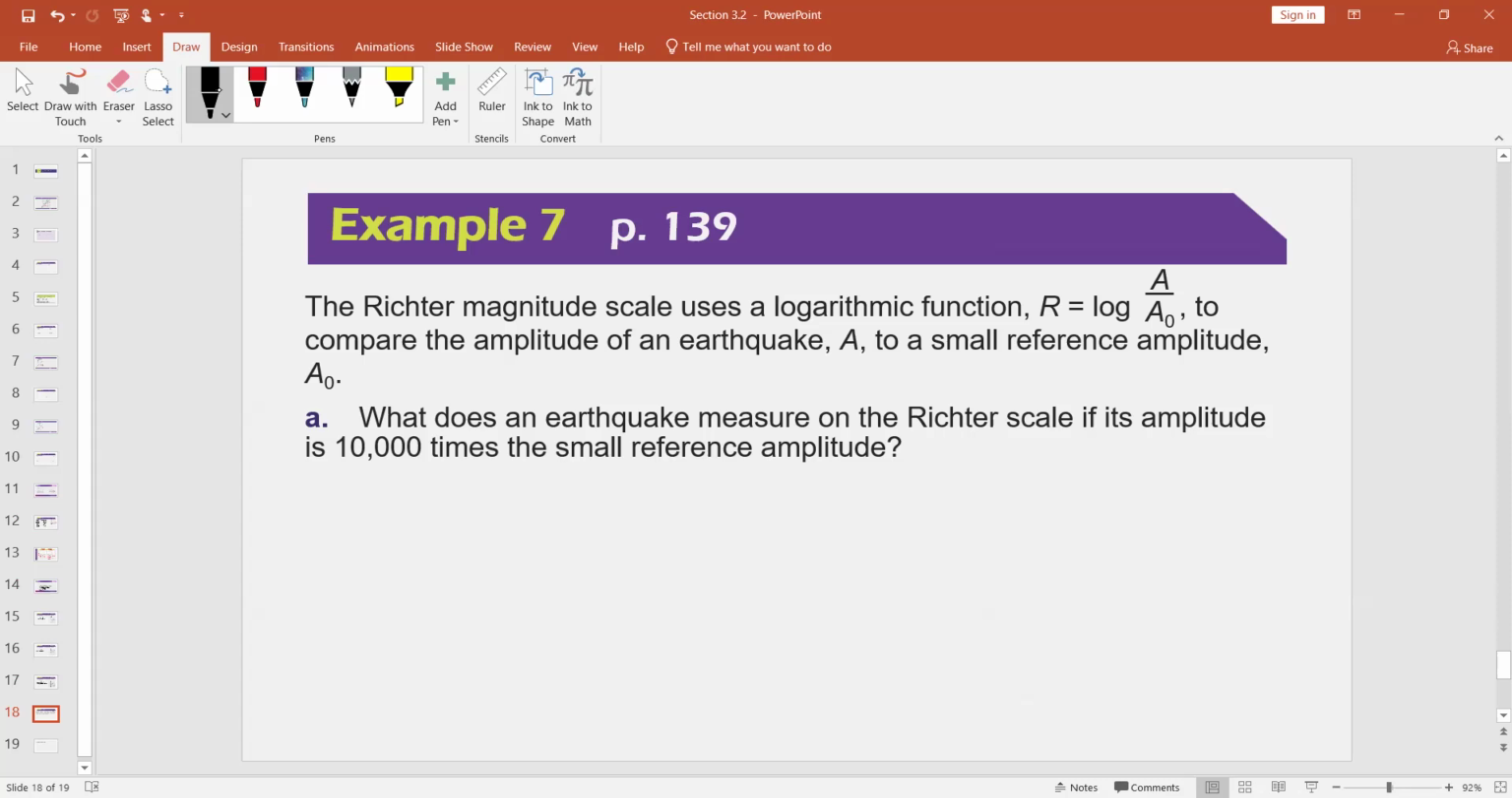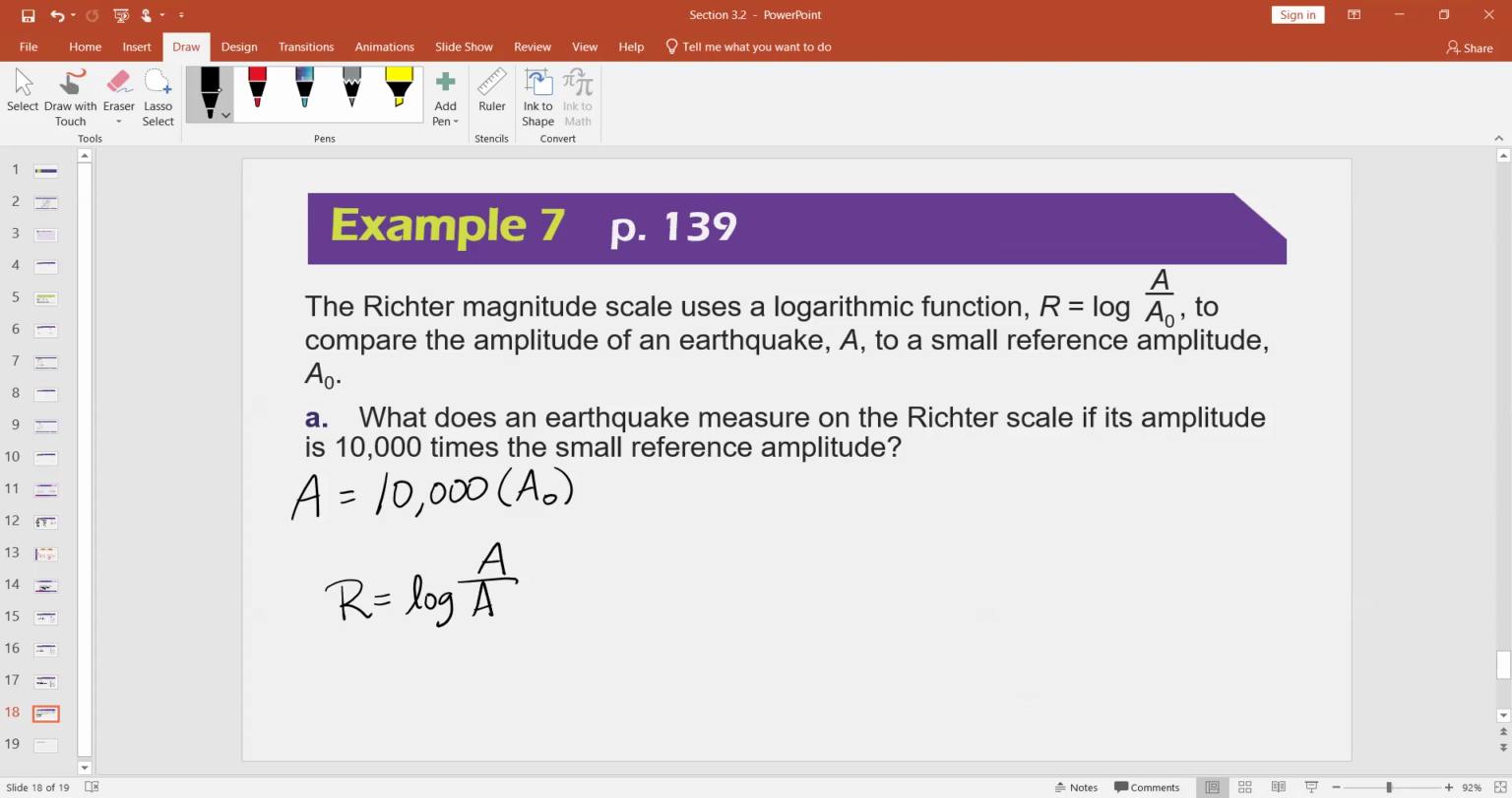the question is, what does an earthquake measure on the Richter scale if its amplitude is 10,000 times the small reference amplitude? So there's a nice, easy way that we can take care of this. Because what we can do is we're asked to find 10,000 times the small reference. So the A that I'm asked to find is equal to 10,000 times the reference amplitude.